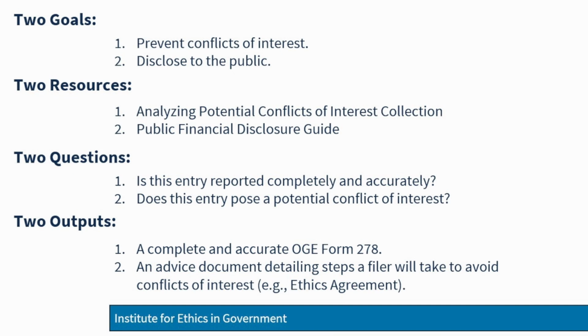This could take the form of an ethics agreement, which is required for Senate-confirmed presidential appointments, or an advice memo or email or other counseling document for other filers. These documents may require a filer to sell certain assets, resign from outside positions, agree not to participate in certain government matters, or to take other steps required to comply with the ethics laws. Together, this 2-2-2-2 framework is the foundation of public financial disclosure review. But it is certainly not everything we need to know.